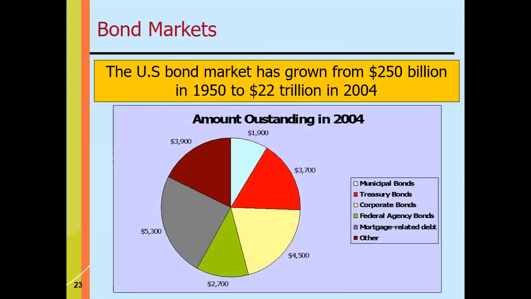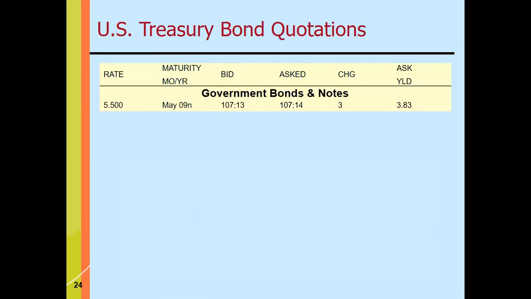Next, for bond markets, we can notice that there has been growth from 1950 to 2004, from $250 billion to $22 trillion in 2004. Then based on this pie chart, we can notice that it is the mortgage related debt, so secured types of bonds, which have been the highest in terms of values and percentages. Then you have also the quotations, so US Treasury bond quotations.